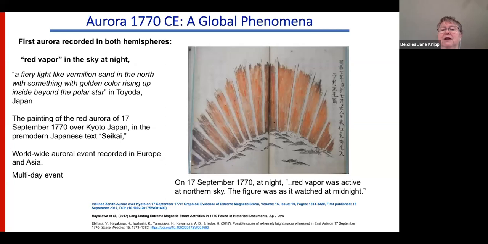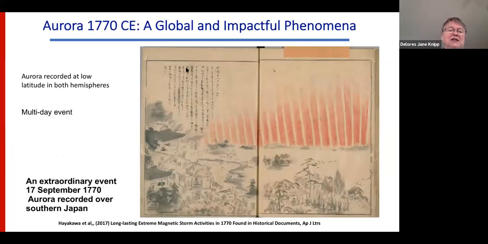I think I've already gone through this. I want to point this one out to you because it is an event that occurred in 1770. So we're just about coming into the industrial age. This is a painting, again from Japan, and these beautiful columns of red aurora.